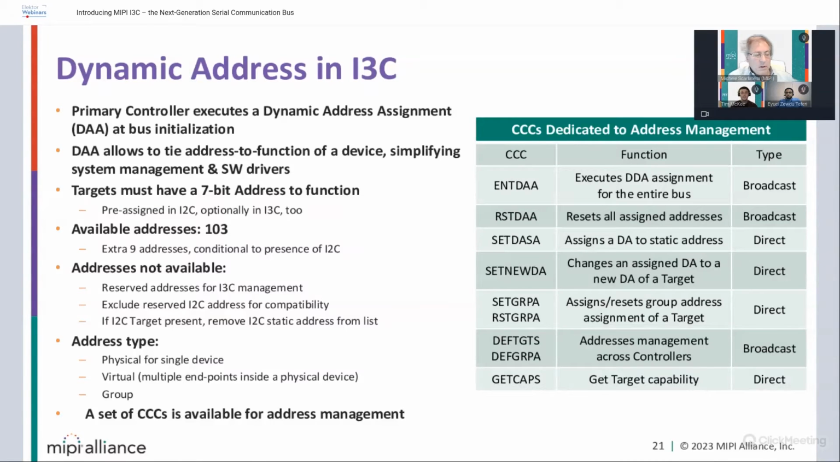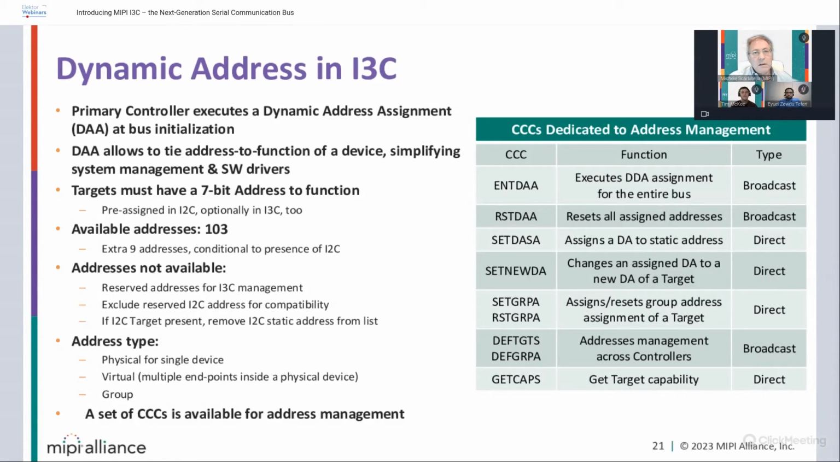So let me focus on the dynamic address now. How is it managed? Basically, it's a dynamic procedure where each target presents itself with a MAC ID, a 48-bit unique ID, and then the controller will assign an address. An address is 7 bits, so theoretically you have 127 addresses.